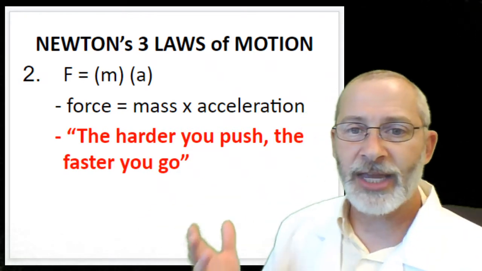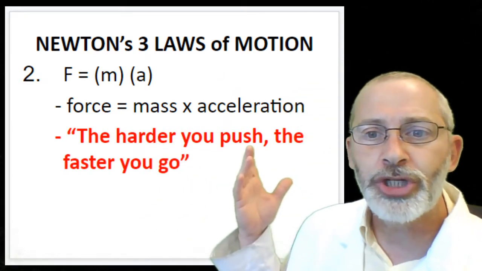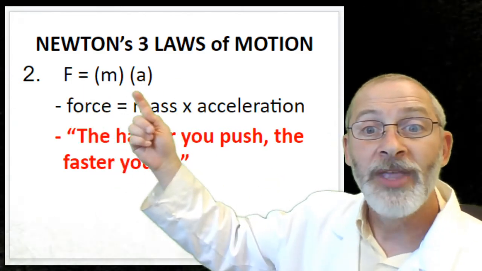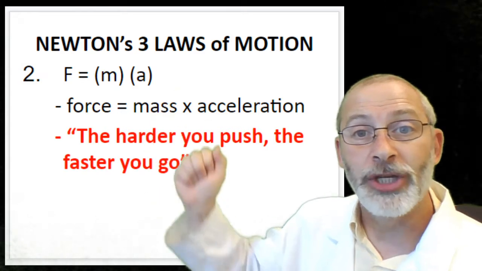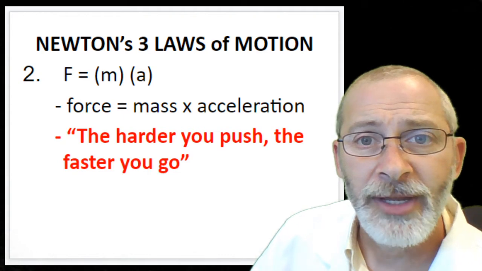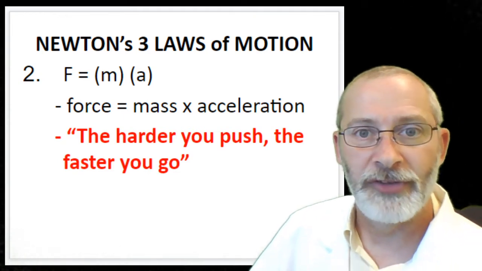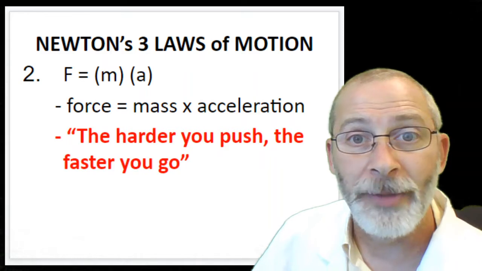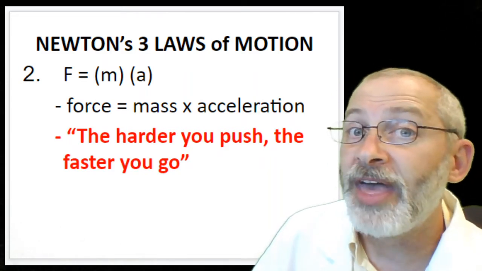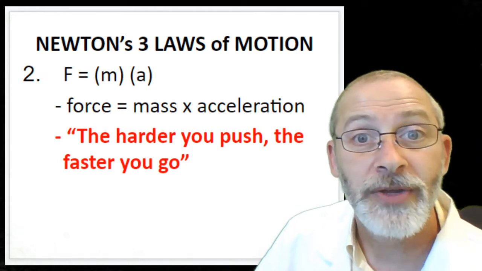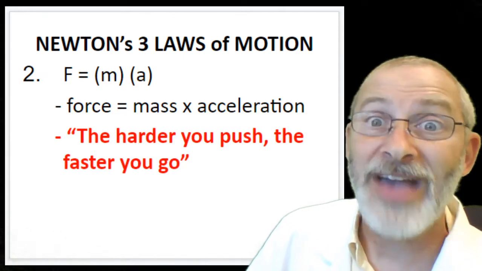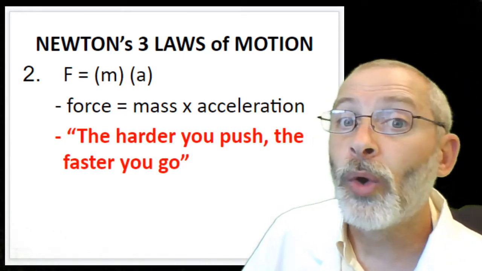So Newton's second law of motion, the harder you push, a measure of force, the faster you go, a measure of acceleration. Now, remember last week when we talked about the mouse and the elephant? Well, think about the mouse and the elephant for a moment. Let's say you had one chair with a mouse, one chair with an elephant, and you pushed both of them with the same force. Who do you think is going to accelerate faster, the mouse or the elephant?